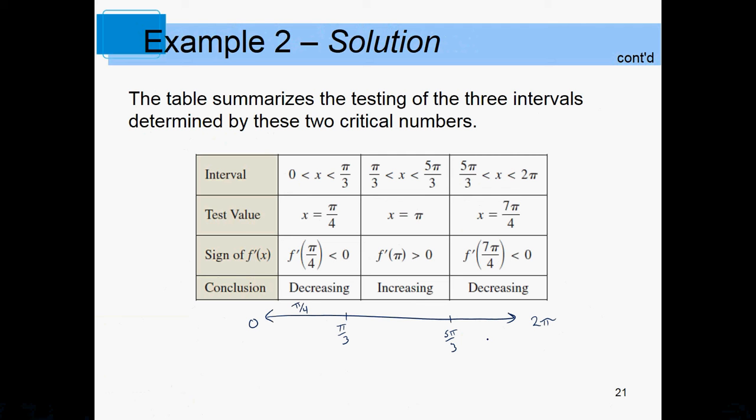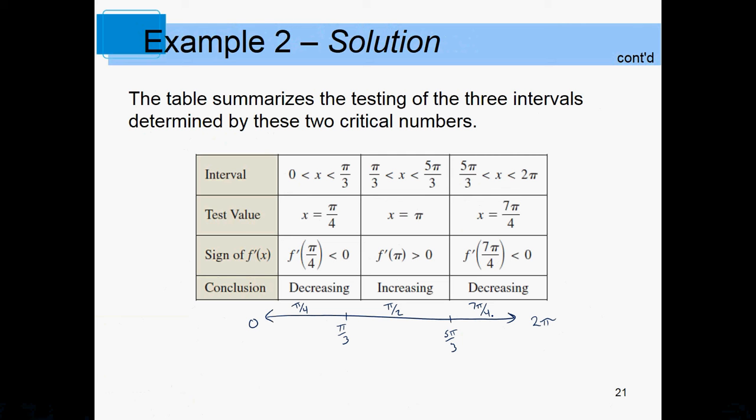And a number between pi over 3 and 5 pi over 3? That would be pi over 2. I can use pi over 2. I can use pi. I can use 3 pi over 2. I mean, there's a lot of values in there. Let's use pi over 2 because it won't matter. And then a number between 5 pi over 3 and 2 pi. How about 7 pi over 4? Another reason to make sure you know your unit circle is because you're going to need it for doing test points, knowing what values are between what values, right?